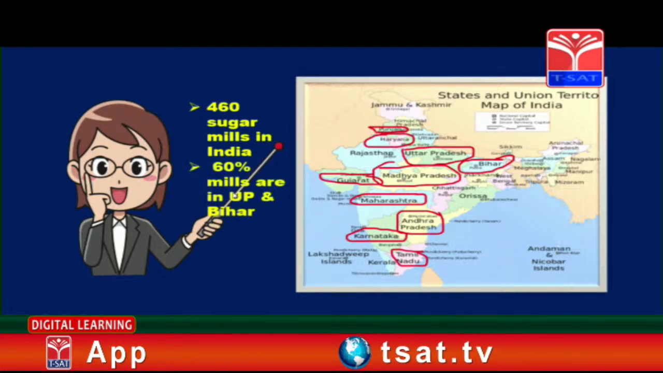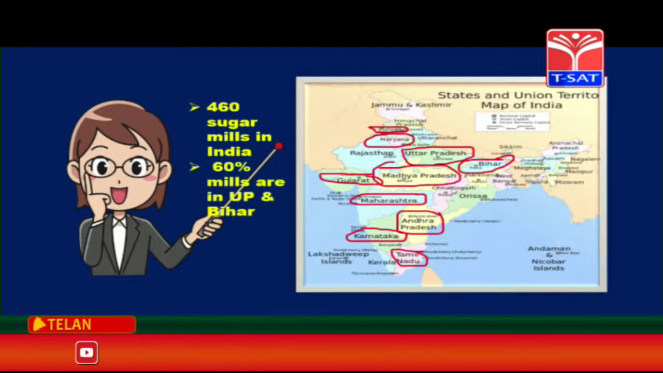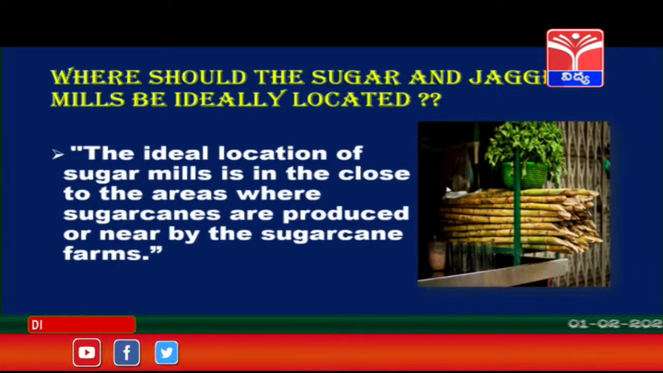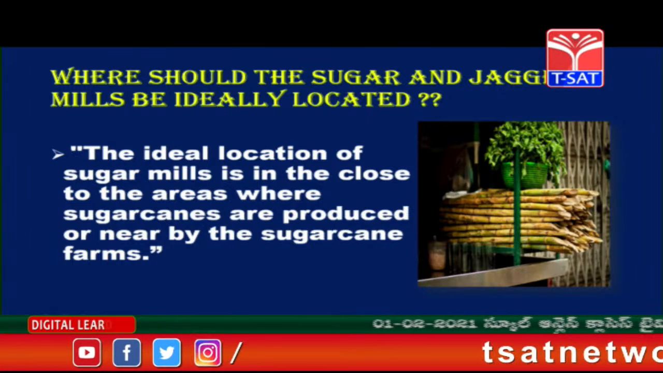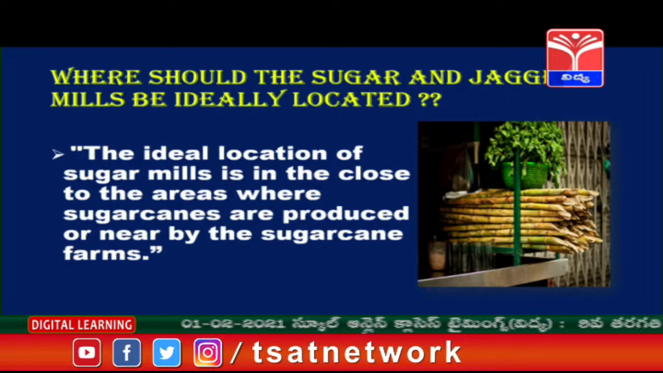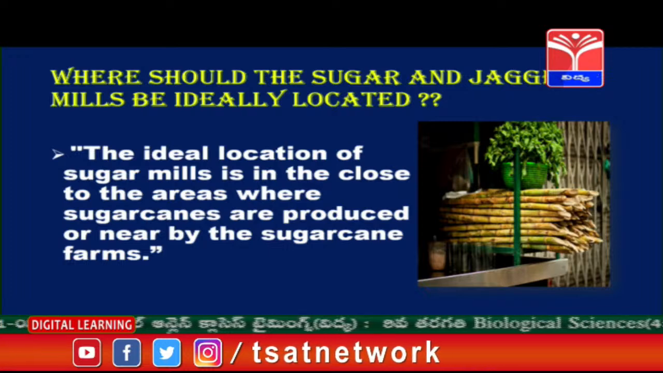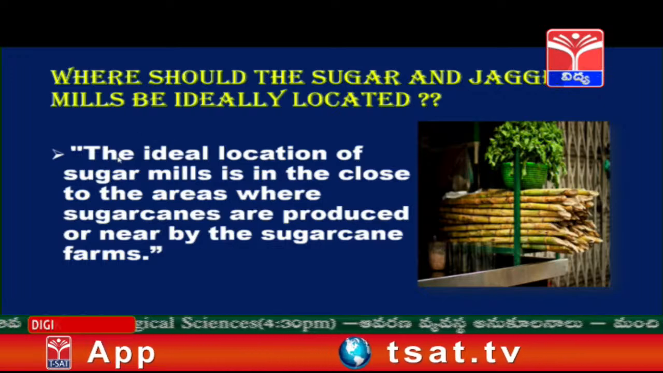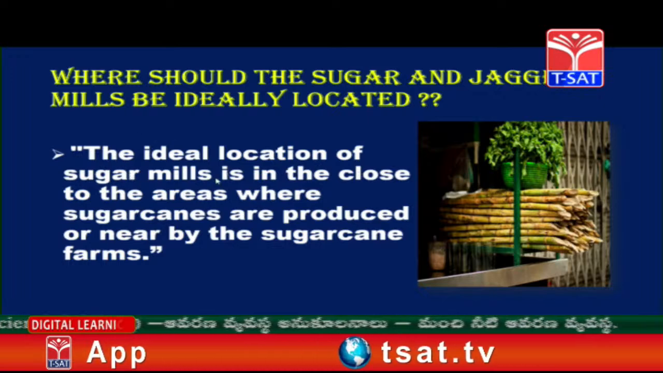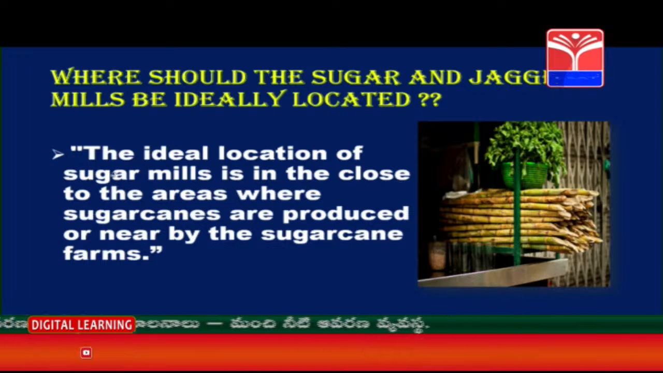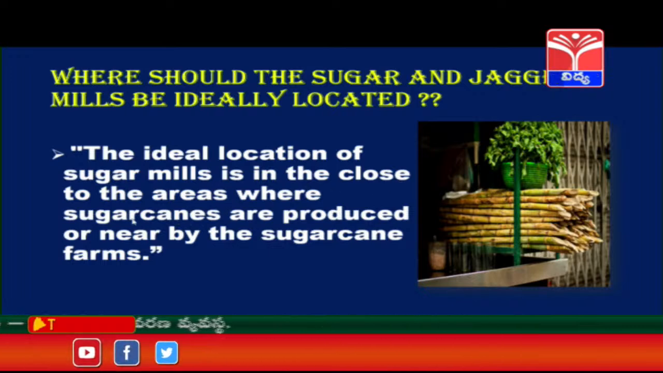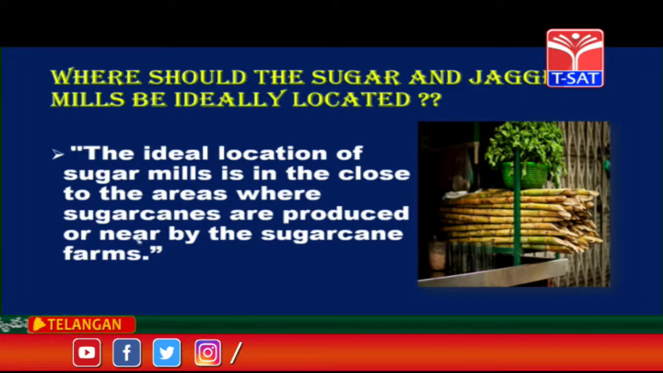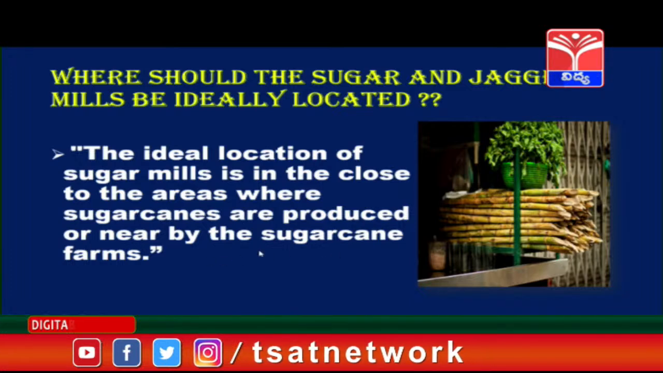60% of mills are in Uttar Pradesh and Bihar. So, where should the sugar and jaggery mills be ideally located? How is sugar produced? What is the raw material? It is sugar cane. So, the ideal location of sugar mills is close to the areas where sugar canes are produced, or nearby the sugar cane farms.